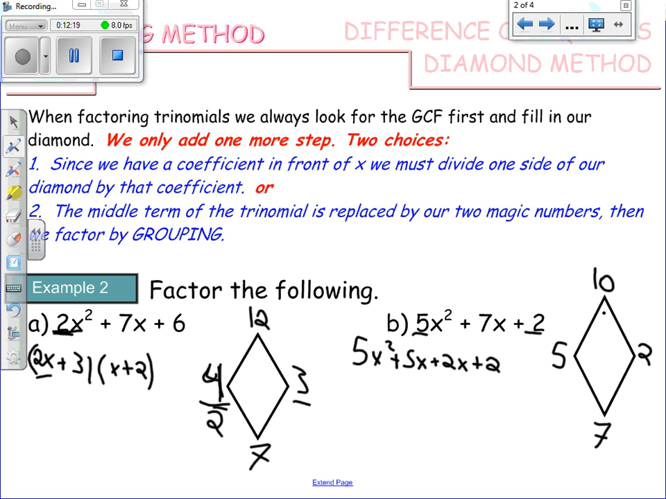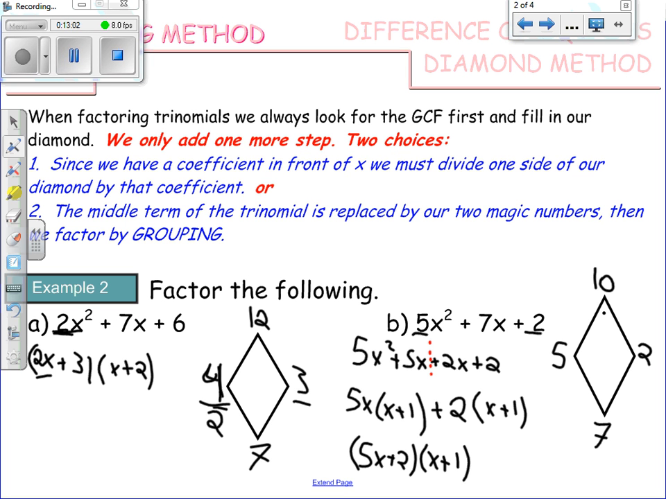You try your dotted line, right? What's your biggest factor on the left-hand side? 5x. You're left with x plus 1. What's your biggest factor on the right side? Just 2, so plus 2, and that leaves you with x plus 1. You take out your x plus 1 again, and your final answer will be 5x plus 2 and x plus 1. So that's doing it the way where we broke up the middle term.